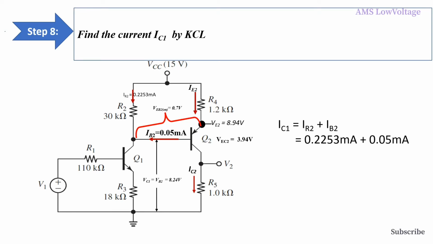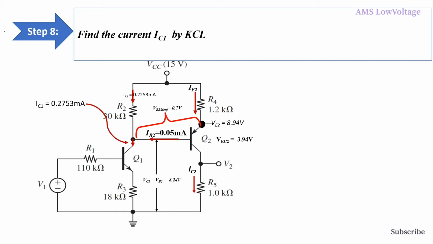Step 8. Find the current IC1 by KCL. So IC1 equal to IR2 plus IB2. So I put this value in this equation, and it makes IC1 equal to 0.2753 milliampere, which I have indicated in this circuit diagram like this.